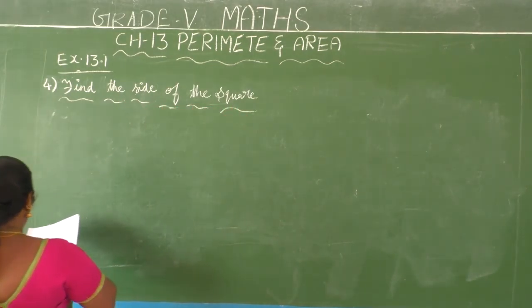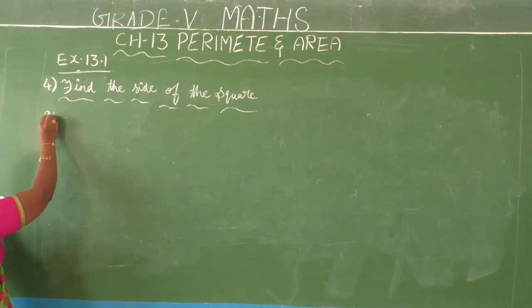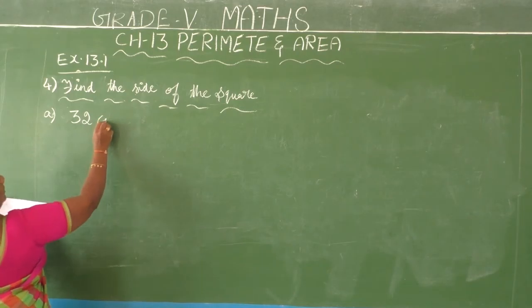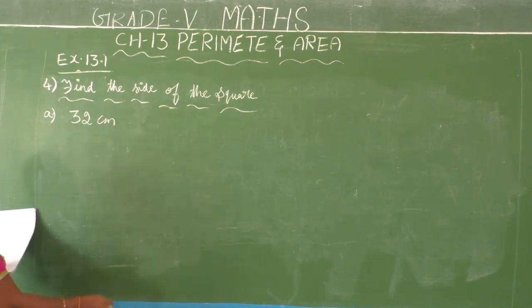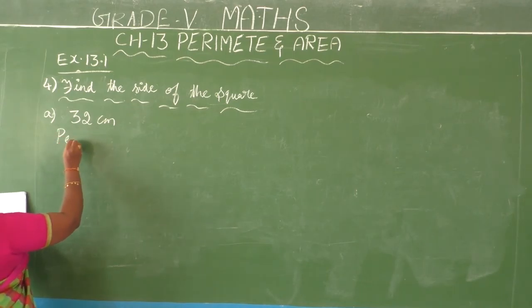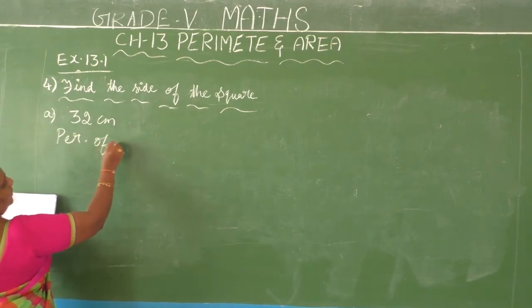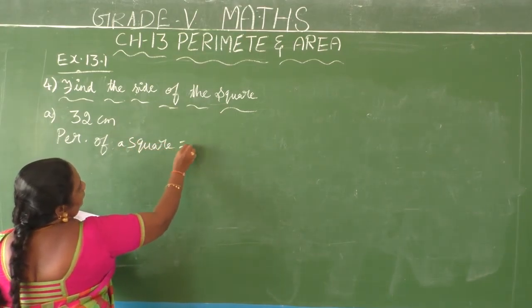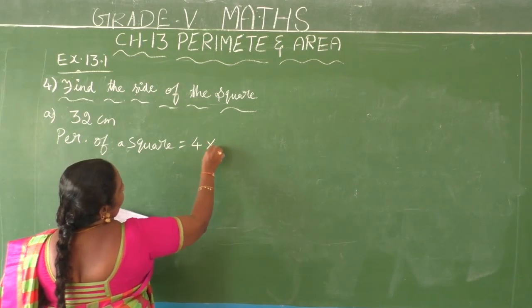Okay, listen, first one: 32 centimeter, it's a perimeter only. This 32 centimeter is a perimeter only. So what is the formula to find out the perimeter of a square? Perimeter of a square equals 4 into side.